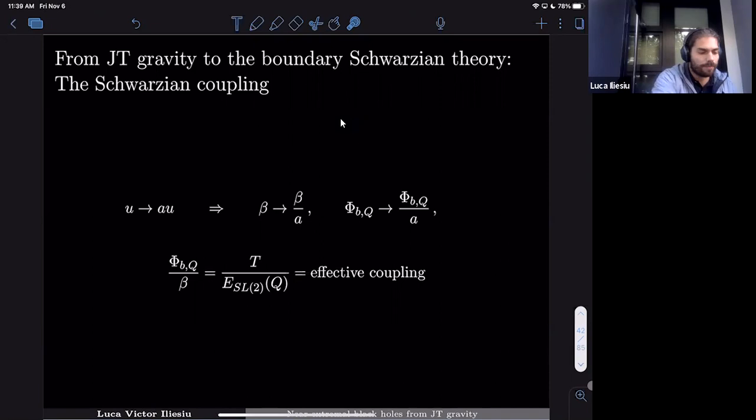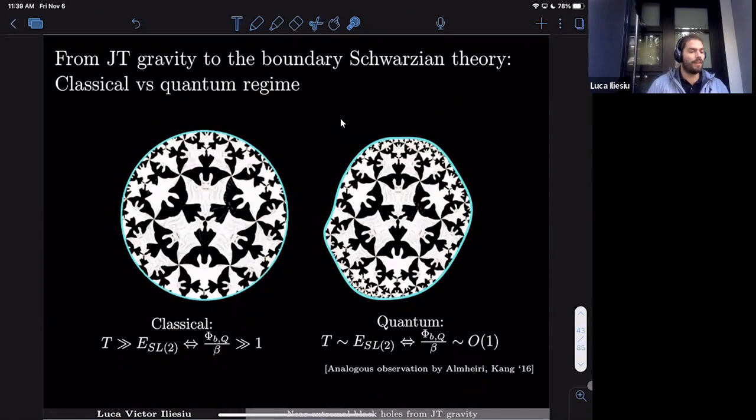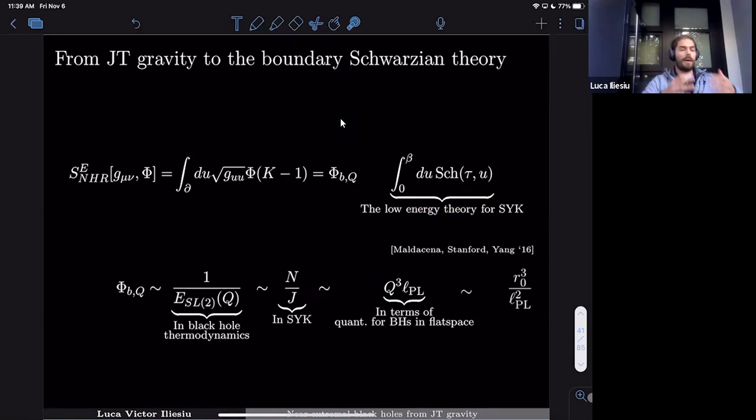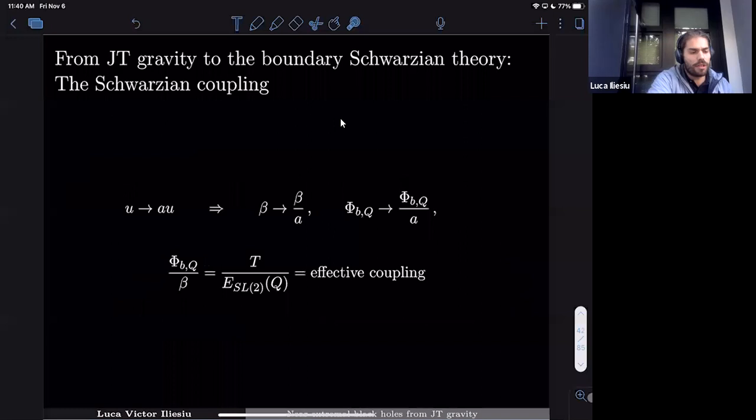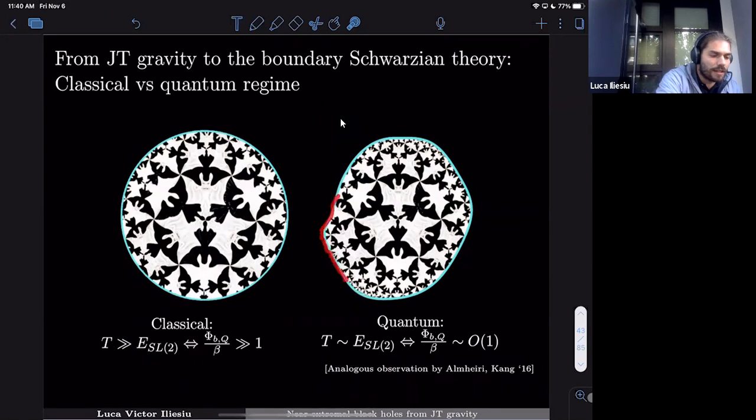And in gravitational language, this could be represented in the following way. So when T is much bigger than E_SL2, the near horizon region looks completely classical. But when T is of the same order as E_SL2, what happens is that this term, the Schwarzian, could take a bunch of different values. And all these different values are actually important and contribute to the path integral by the same amount. And if you track where this Schwarzian came from, it came from the extrinsic curvature. So what it geometrically means for the system to be strongly coupled is that the boundary of the near horizon region actually fluctuates a lot.